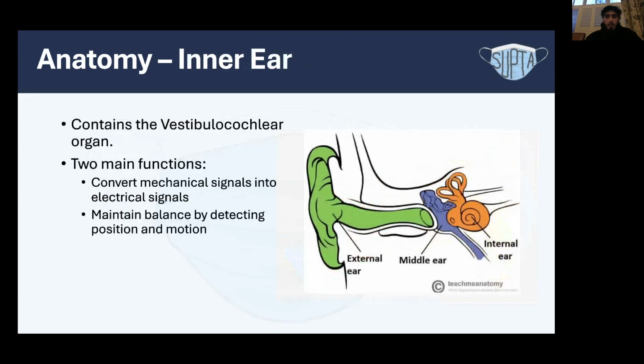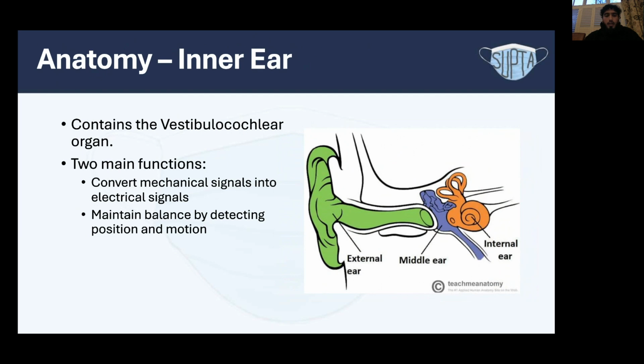So the anatomy of the inner ear. We've moved in more medially now. The inner ear is the innermost part of the ear, of course, and it contains our vestibulocochlear organs. It serves two main functions. That's to convert mechanical signals into electrical signals. So the vibration that travels along the tympanic membrane and the ossicles needs to be turned into an electrical signal so that our brain can perceive that.